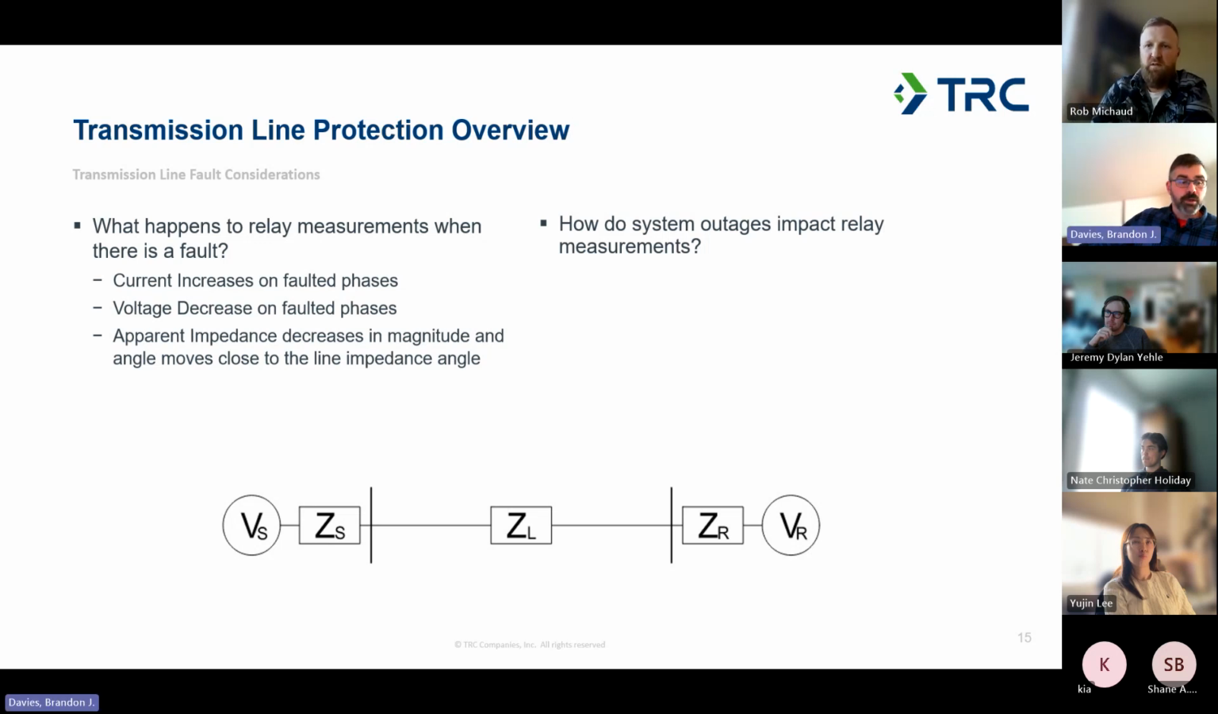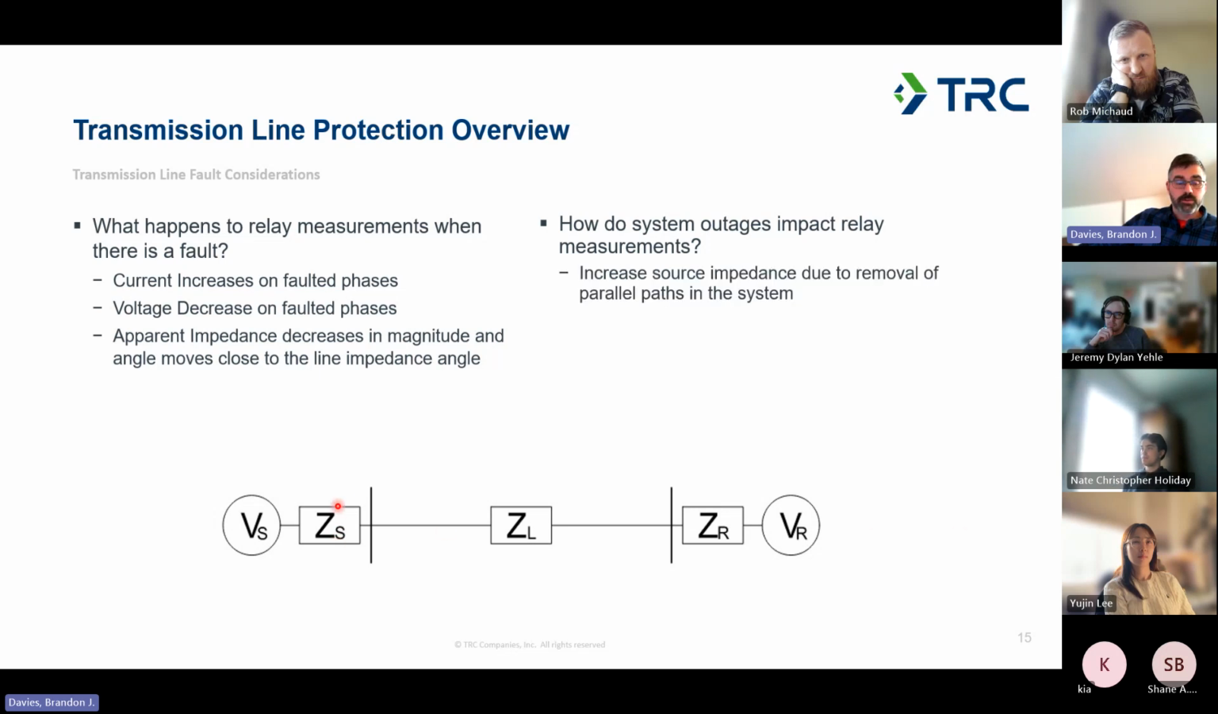And this is kind of a challenging one, but basically, as you take parts of your system out, it's going to impact your Thevenin equivalent here, this ZS primarily. And in general, when you take part of the system out, it's going to increase the source impedance because you're removing a parallel path. So as you're removing a parallel path, the overall equivalent circuit has a higher impedance to it. And that's going to decrease the magnitude of current that you would see there.